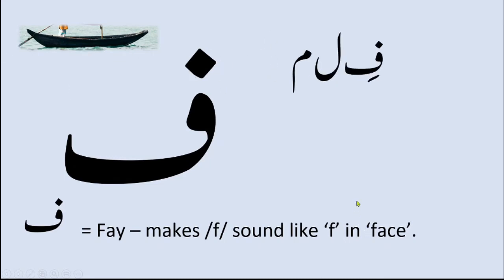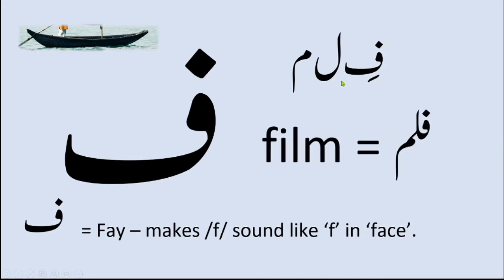Let's see if we can read this word now. F, Zer gives you the I sound, Lam gives you the L sound, Mim gives you the M sound. So what does it make? Yeah, it makes film. Now, the English word film is used in Urdu as well, and we call it film.